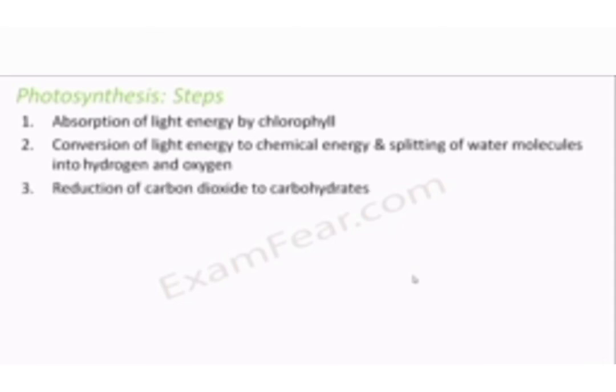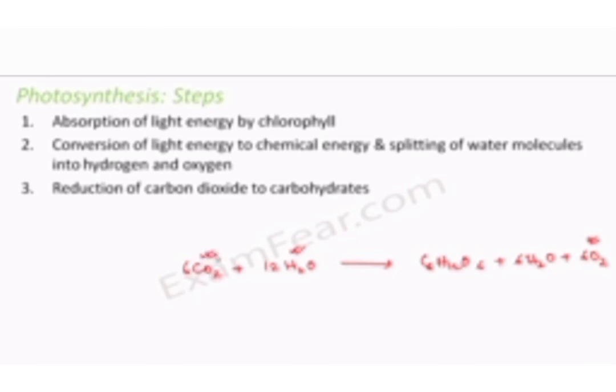Then comes reduction of carbon dioxide to carbohydrates. So here we saw on the left hand side of the equation. If you look at the equation once again, it was CO2 plus H2O gives C6H12O6 plus 6H2O plus O2. So here you can see what's happening. This water molecule actually splits into hydrogen and oxygen, and that is why this oxygen gets released. Similarly, this carbon dioxide gets reduced to carbohydrate. Glucose is a carbohydrate, right? So this is a carbohydrate. Clear? So these are the three basic steps of photosynthesis.